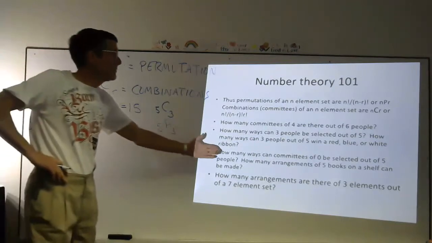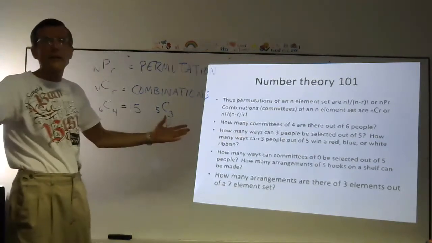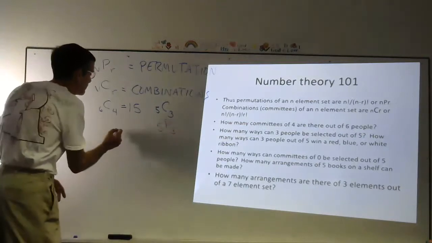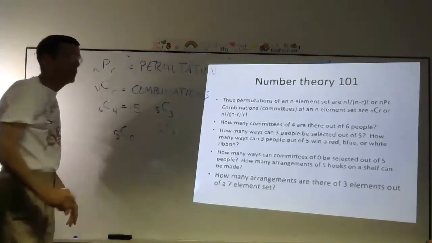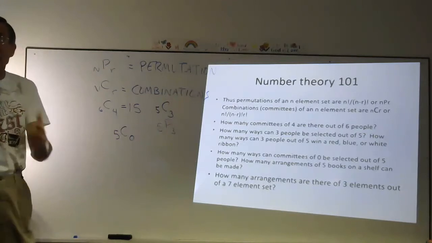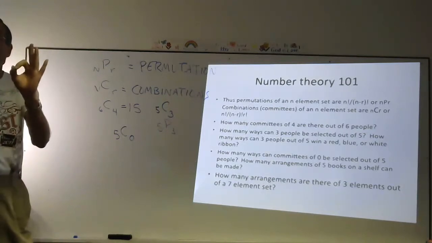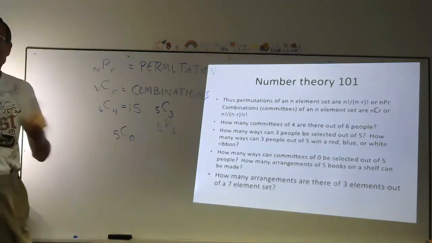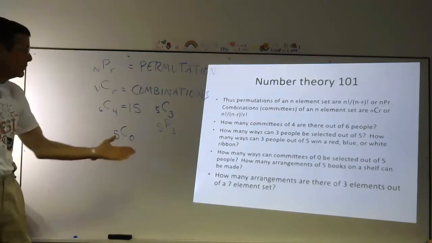How many ways can committees of 0 be selected out of 5? It's a 5C0. You can work it out. But how many ways can you do committees with nobody on it? There's only one way you can do that. You don't pick anybody. That's one way. Do that on your calculator.